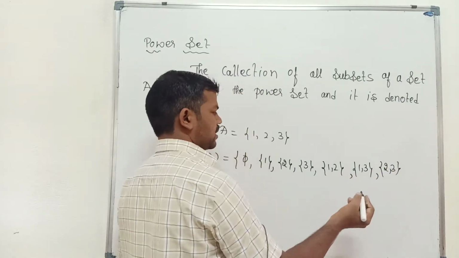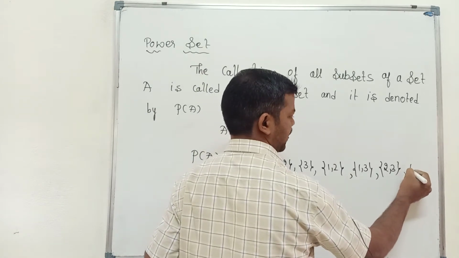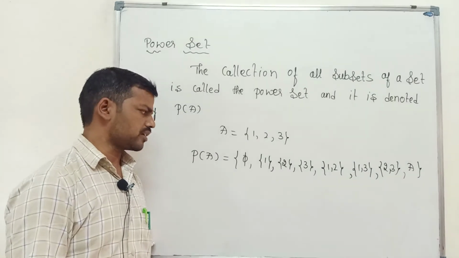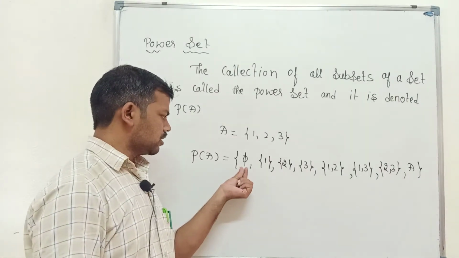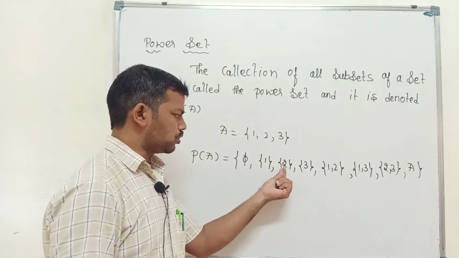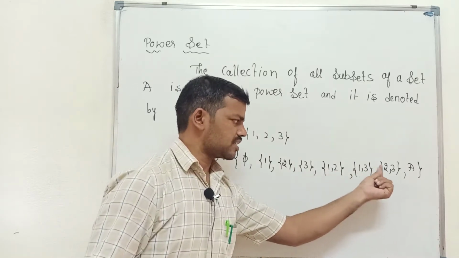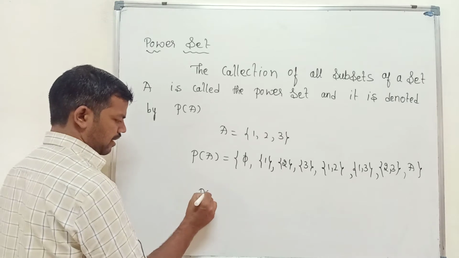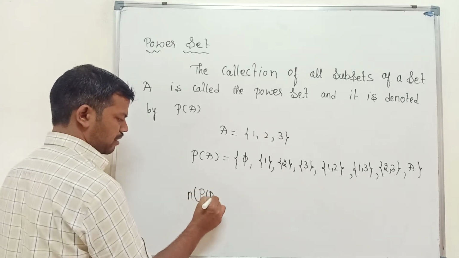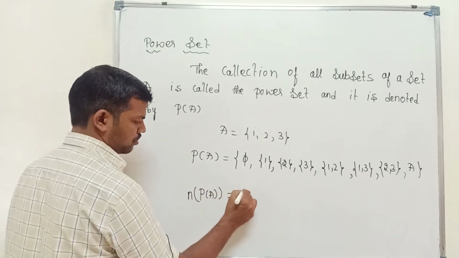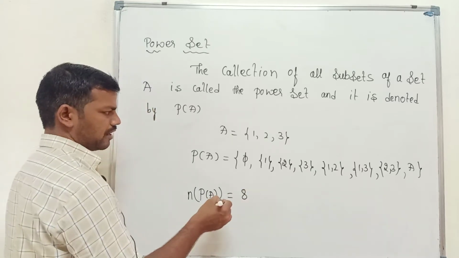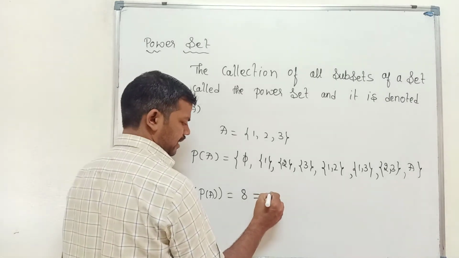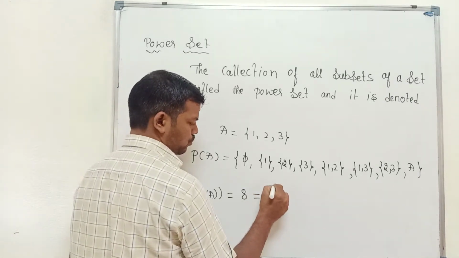So next, another set we can write is A itself. A itself is also a subset. So how many elements did we get? That is 1, 2, 3, 4, 5, 6, 7, 8 elements we got. Then the number of elements in the power set P of A is equal to 8. So how can we express that? So for the power set, we created the formula yesterday, that is 2 cube.